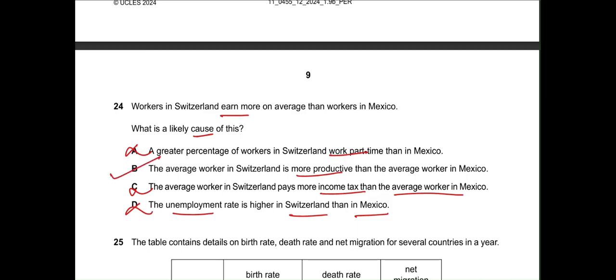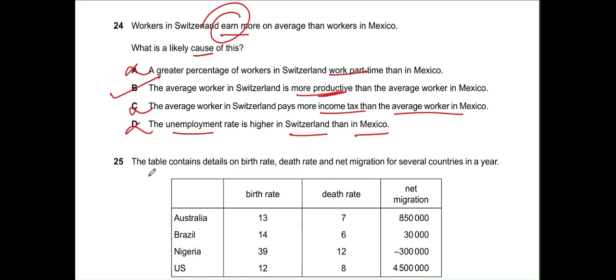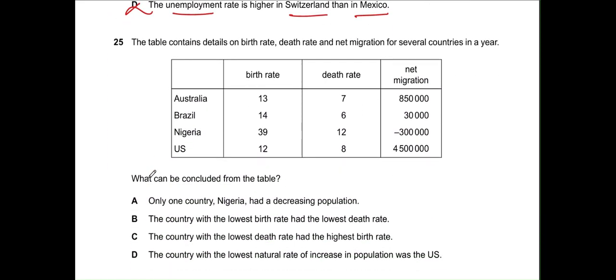So the right option would be option B, that is, the average worker in Switzerland is more productive. Okay, so what do I mean by productive? The productivity is more. That means the units which they are producing per worker on average is more in Switzerland compared to Mexico. That's the reason they are more productive, that's the reason they are paid more, so they are able to earn more. I hope this question is clear.